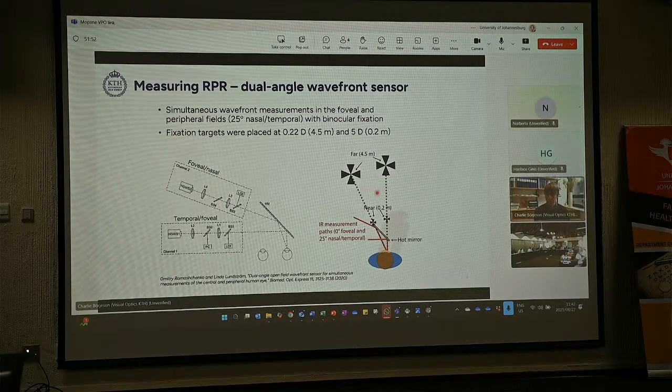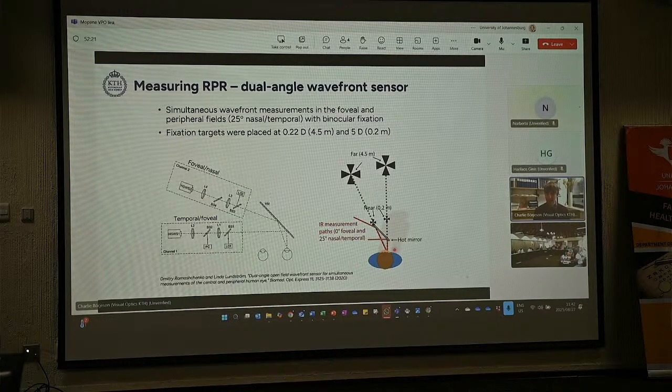We measured RPR using our dual angle waveform sensor. This sensor consists of 2 channels. We measure on one eye, the right eye, and we either measure foveal and temporal visual field, or nasal and foveal visual field. So one of the sensors will take care of the foveal field and the other of either the temporal or nasal visual field.